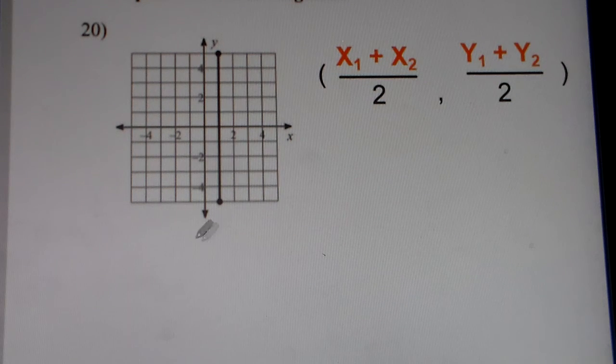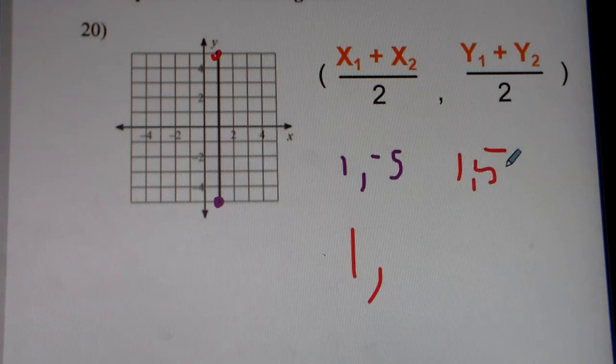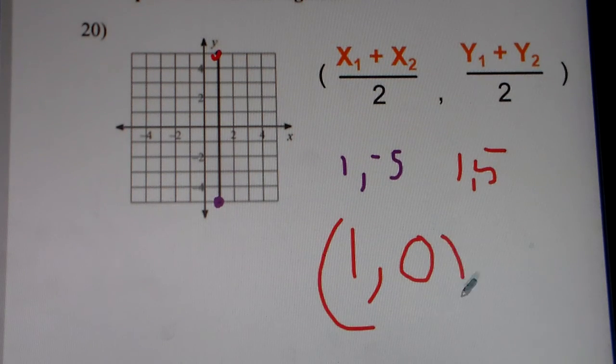The midpoint of each line segment, I first find the coordinates. So the purple coordinate is 1 to the right, 5 down. The red coordinate is 1 to the right, 5 up. So 1 comma 5. 1 plus 1 gets you 2. 2 divided by 2 is 1. Negative 5 plus 5 gets you 0. 0 divided by 2 gets you 0. So the midpoint is 1, 0 for number 20.